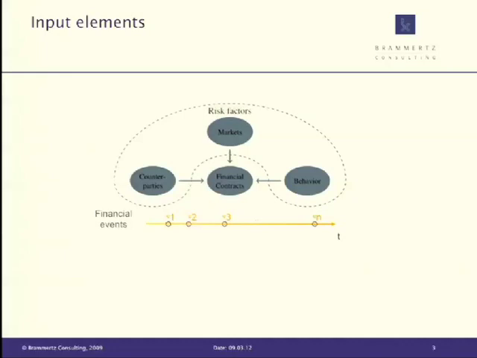Okay, so we have now discussed each of these 4 input elements: contract, market, counterparty, and behavior. There is a 5th, cost, which we don't discuss, at least not at this point. And now we ask ourselves, how are we getting this data in reality?